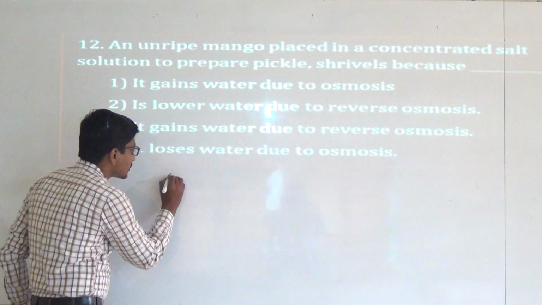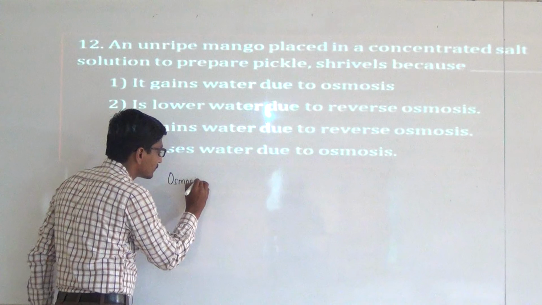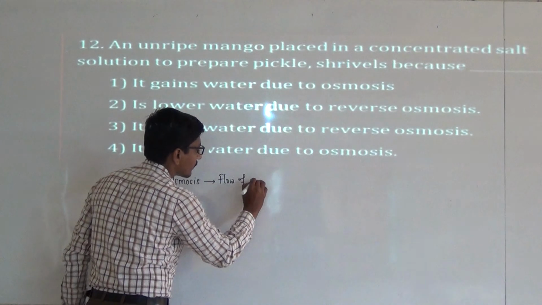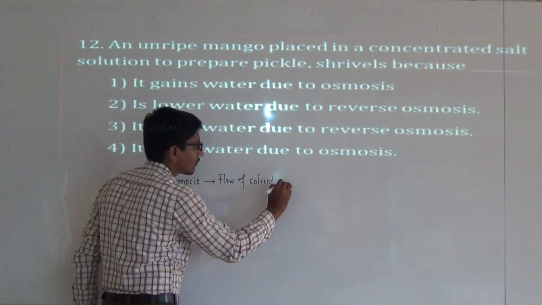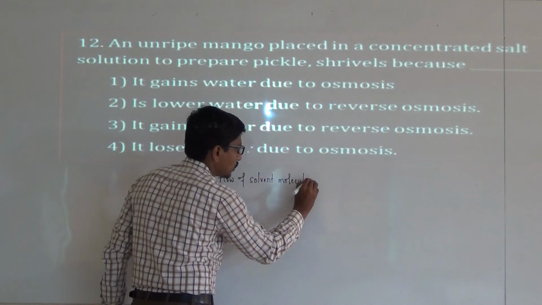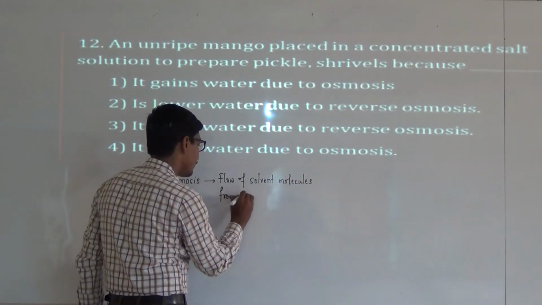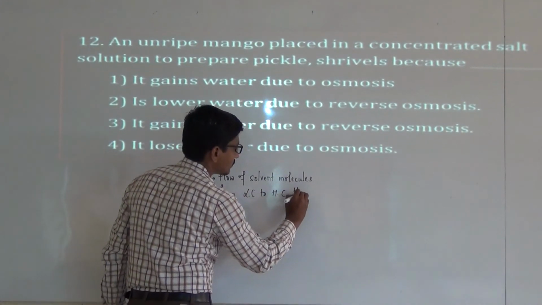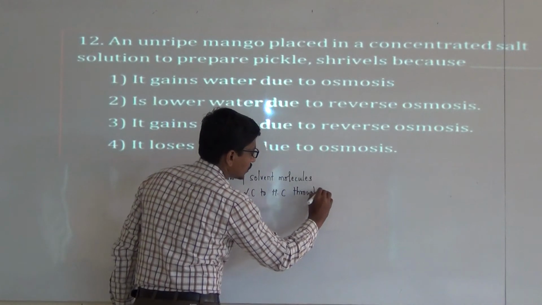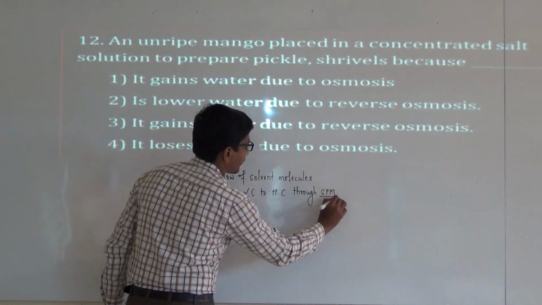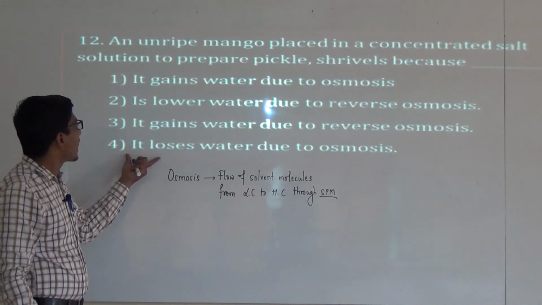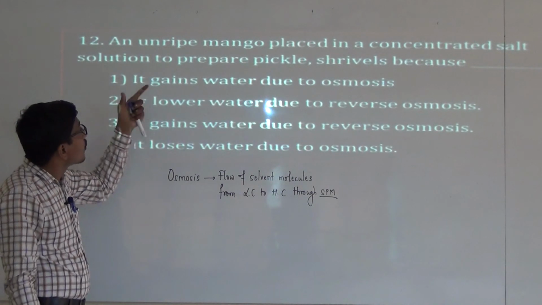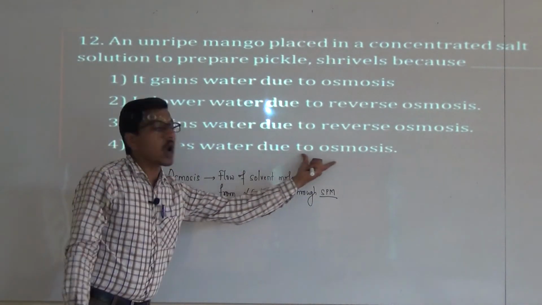Option is, osmosis is nothing but spontaneous flow of solvent molecules from lower concentration to higher concentration through semi-permeable membrane. This is nothing but osmosis, and in this case the mango pieces lose water due to osmosis.